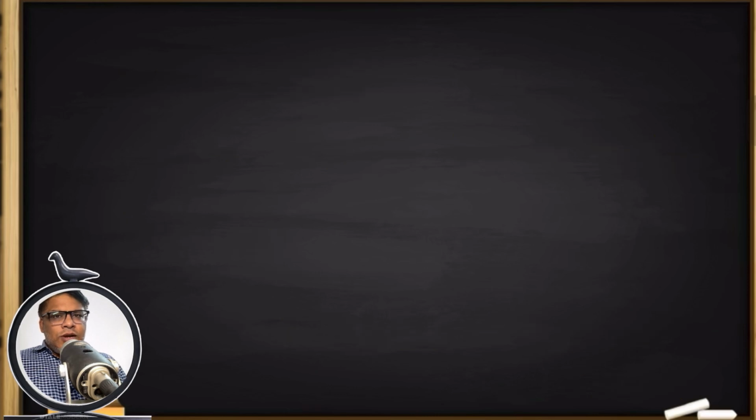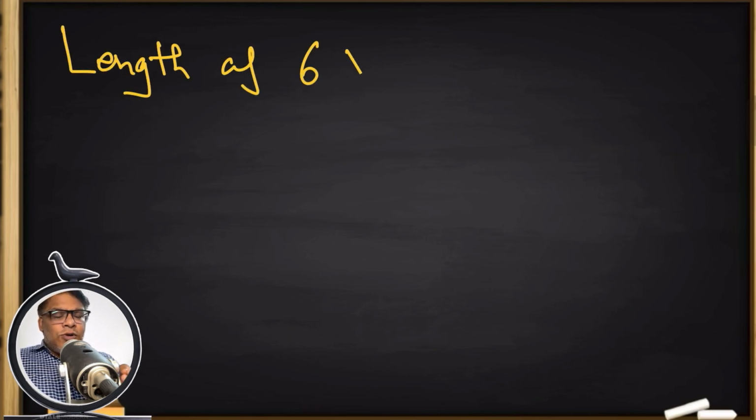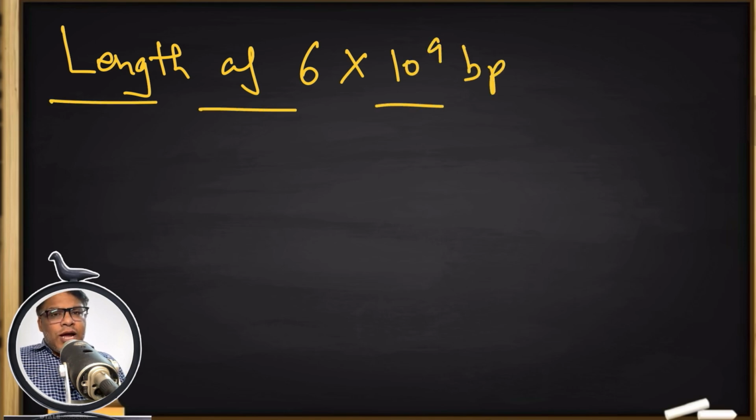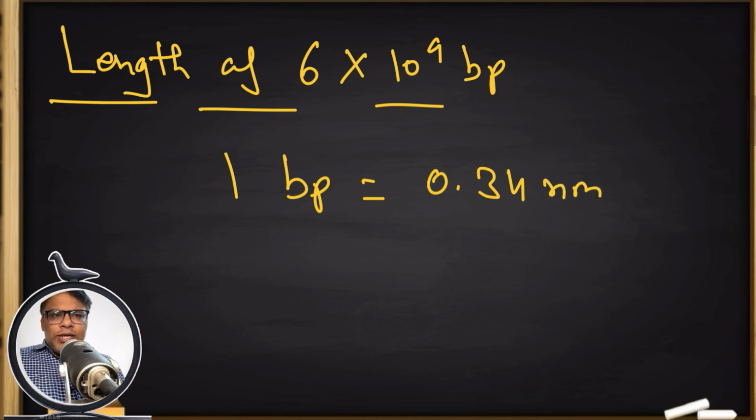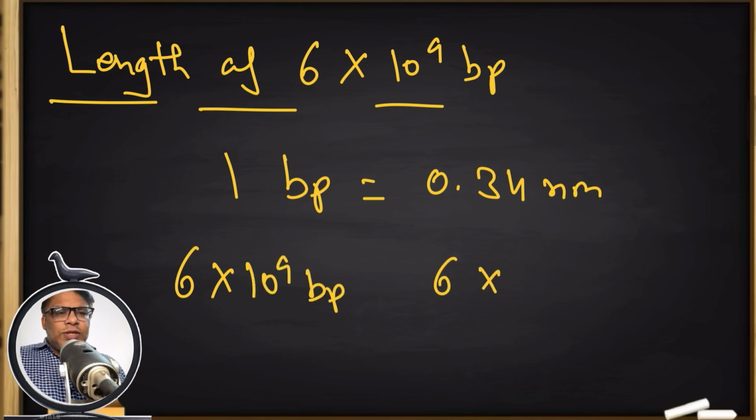Now you have both pieces of information. So by using that information, you can calculate the length of 6 into 10 to the power 9 base pair DNA. It's quite easy. One base pair has a length of 0.34 nanometer. 6 into 10 to the power 9 base pairs will have a length, very simple, of 6 into 0.34 into 10 to the power 9 nanometer.